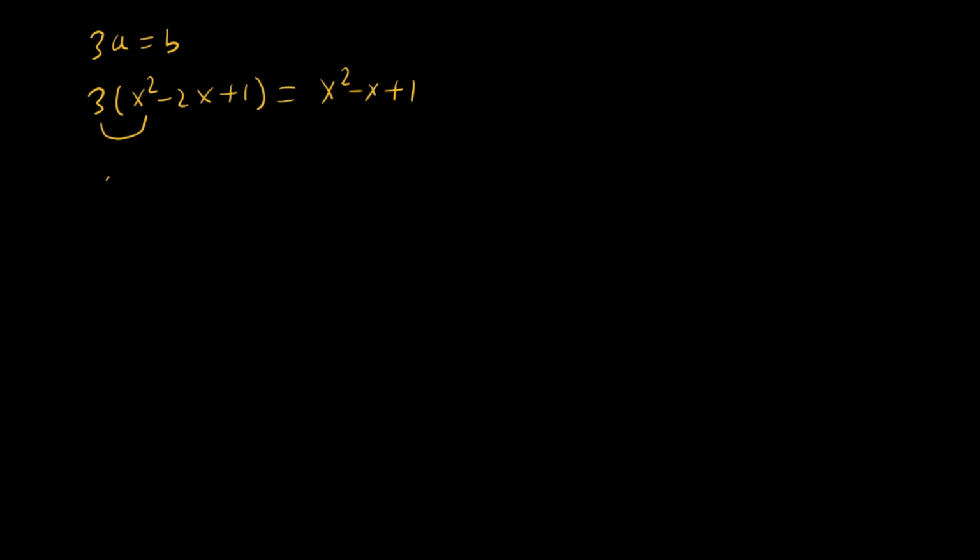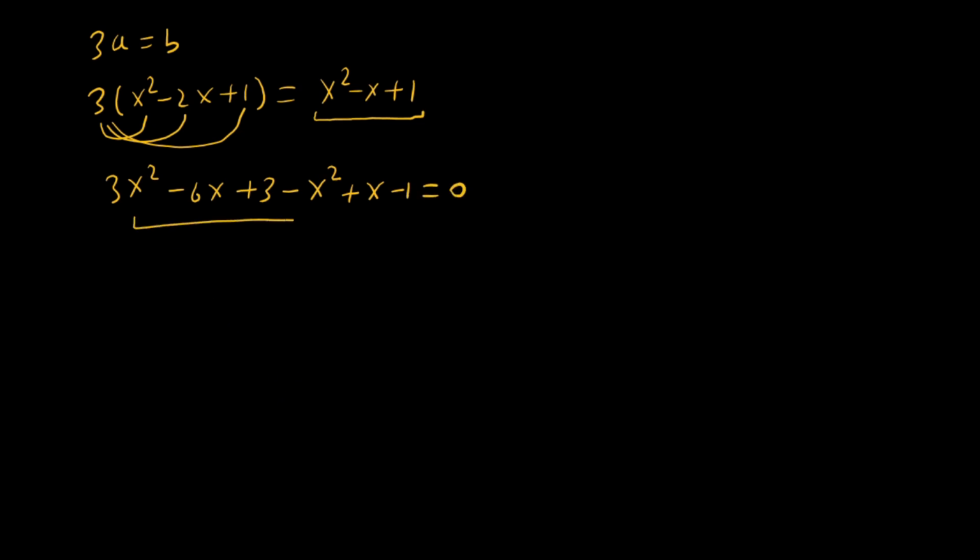3 multiplied by x square gives 3x square. 3 multiplied by minus 2x gives minus 6x. 3 multiplied by plus 1 gives plus 3. Now if we take x square minus x plus 1 on the left hand side, then this is minus x square plus x minus 1, equal to 0. 3x square minus x square is 2x square, minus 6x plus x is minus 5x, plus 3 minus 1, that is plus 2, and this is equal to 0.